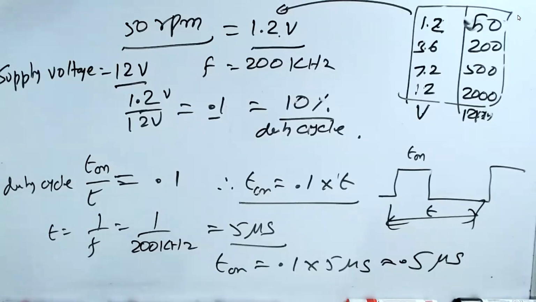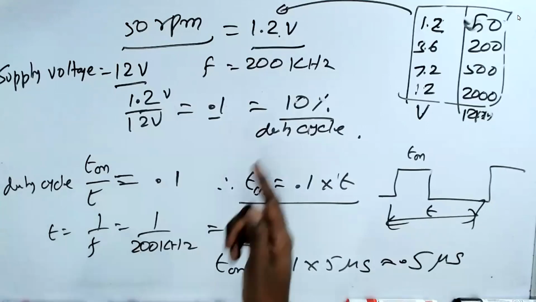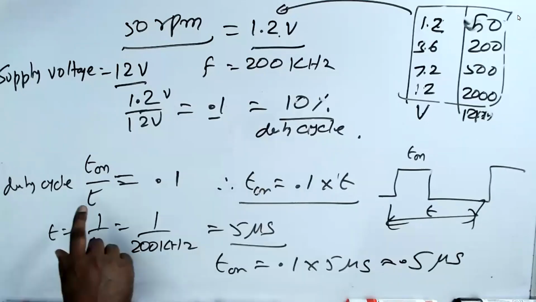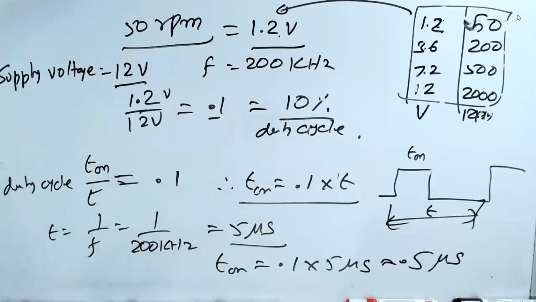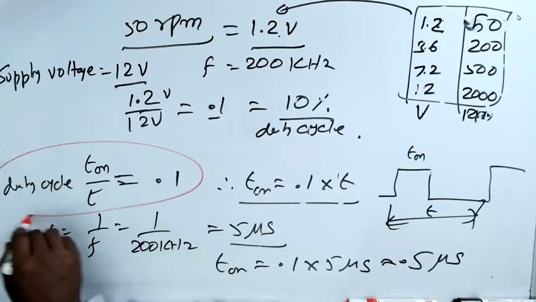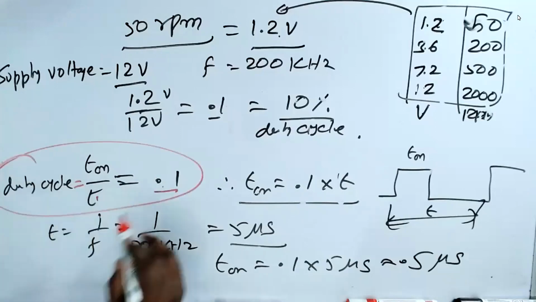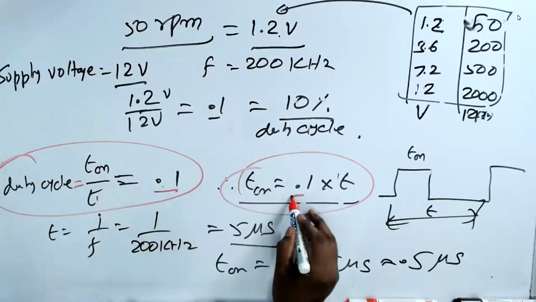Yeah, T on by T is equal to duty cycle. T on is equal to duty cycle into T. Am I right? That's why I've written T on is equal to duty cycle into T. That is 0.1 into T. So T is 5 microsecond. Then 0.1 into 5 is 0.5 microsecond. Perfect. You are right. That's why I've written here: duty cycle is equal to T on by T, equal to 0.1. So T on is equal to 0.1 into T, which I've told you.